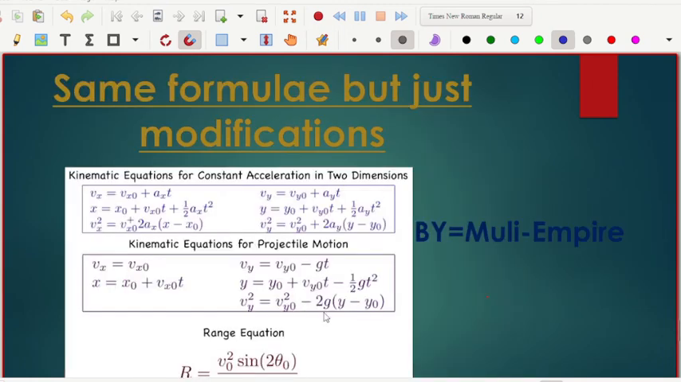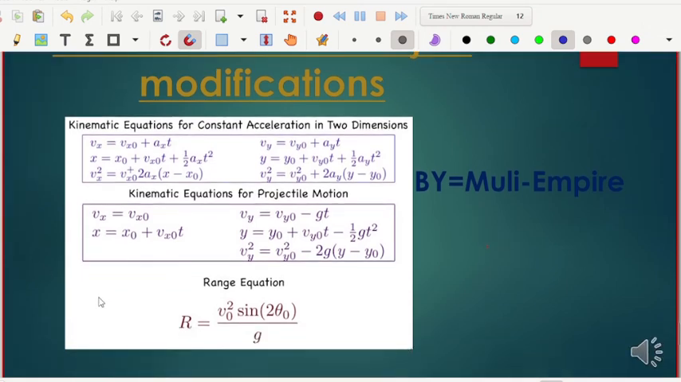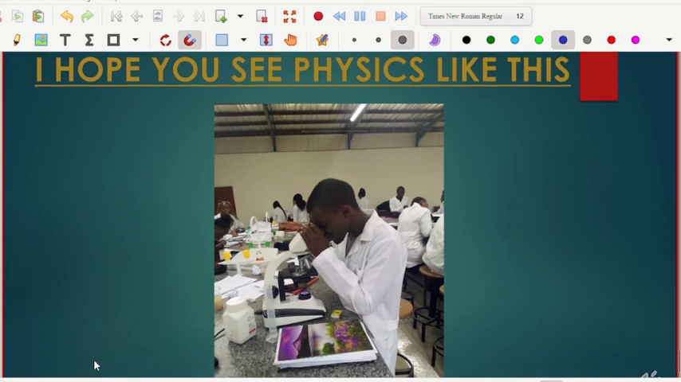The formulas are the same formulas I've been talking about. The only difference is that we just modify them. No wonder we don't master formulas in physics. Understand the concept, then the formula will start coming in. No wonder the approach which I gave you is very important. As you can see, these are the formulas. Hopefully you're able to see physics as the entire course, like this guy, the way he's viewing his things under a microscope.